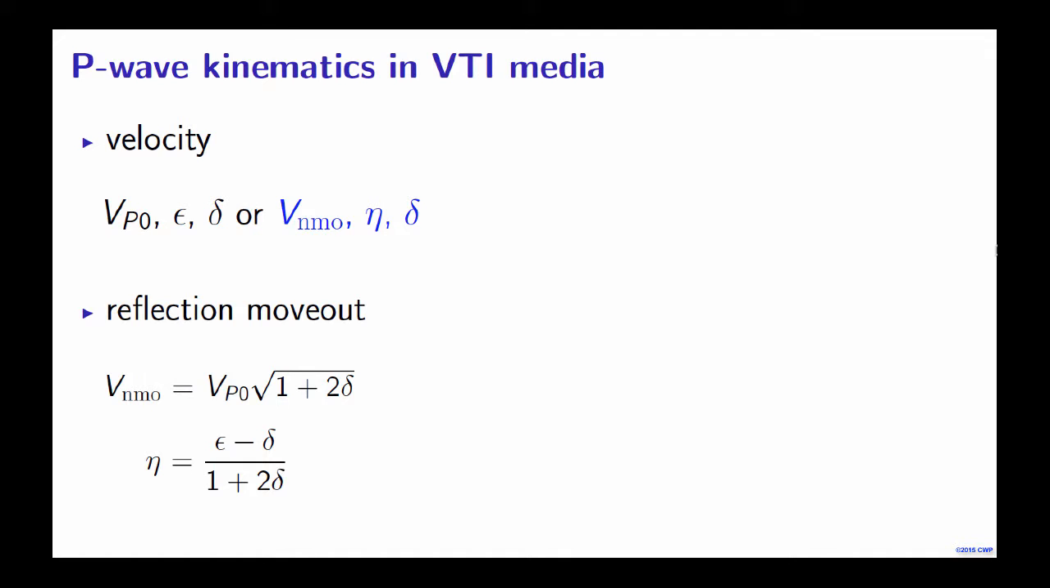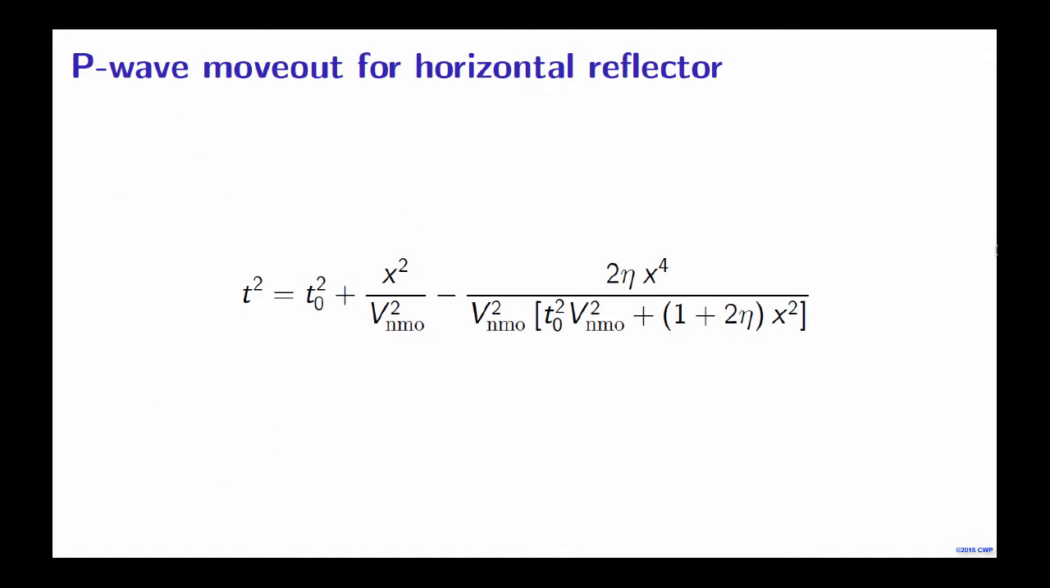Here we choose to use the normal moveout velocity for a horizontal interface, VNMO, and an anellipticity parameter eta, and delta. And our choice for this analysis is based on the fact that VNMO and eta are the two parameters that mostly control reflection moveout in the data domain in VTI media. It has been studied in detail how each of these three parameters influences the reflection moveout in the data domain.